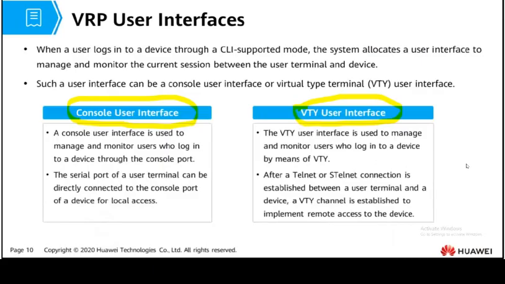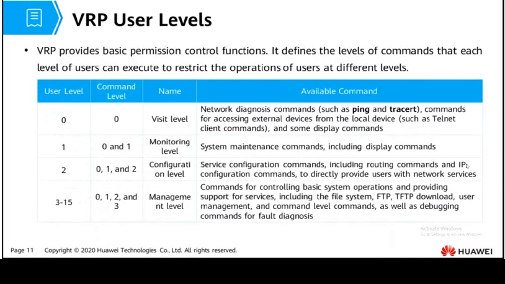Now to configure SSH and Telnet, you need to understand something about VTY user interfaces. Go and read about that. Now let's look at VRP user levels. Once you configure user access control on your device, maybe it's a switch, a router, or a firewall, then you need to specify the level of control.